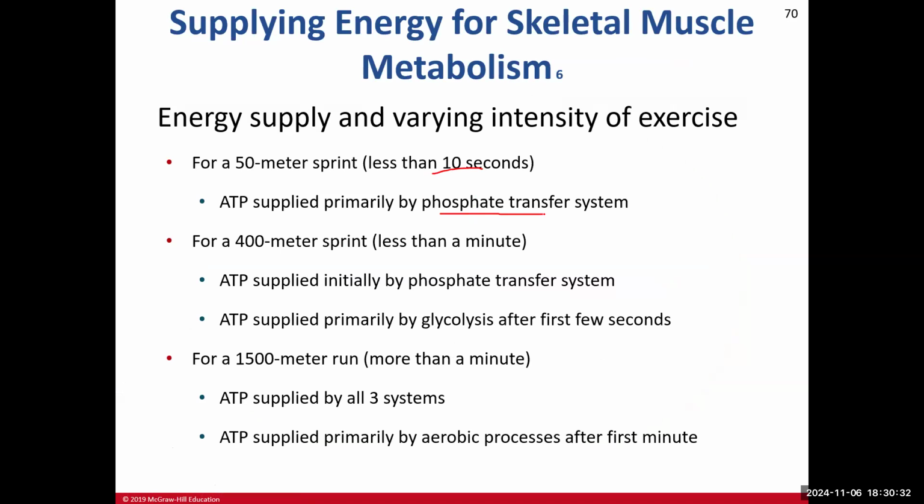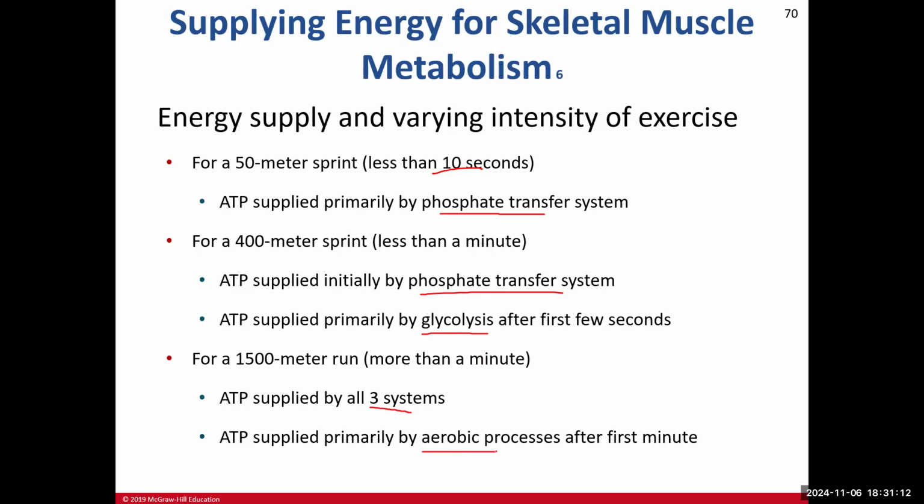The 400-meter sprint is once around a track, about a minute. We're going to initially use our phosphate transfer system. When we burn through all that, we're going to fall back onto glycolysis, so we have those two systems we can utilize. Then finally, we have our 1,500-meter run, anywhere between 5 to 6 minutes. We're going to use all three systems, but ideally we want to use the aerobic cellular respiration system because you get the most bang for your buck.